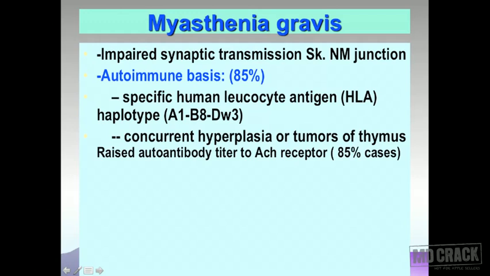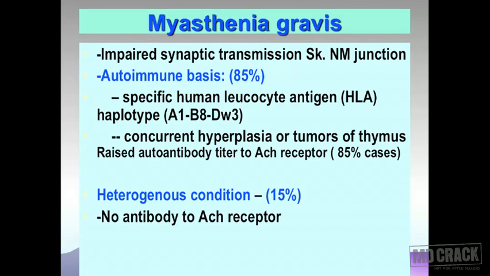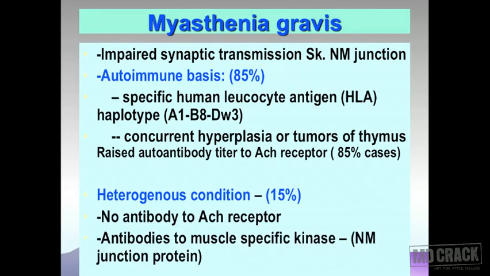In addition to this, the patients could have concurrent hyperplasia or tumors of thymus, and there's a raised antibody titer to the acetylcholine receptor. This is seen in 85% of the cases. Whereas in the rest of the 15% patients, it's a heterogeneous condition. There's no antibody demonstrated to the acetylcholine receptor, but the antibodies may be present to the muscle-specific kinase, which is a neuromuscular junction protein. So this is about etiology of the myasthenia gravis.